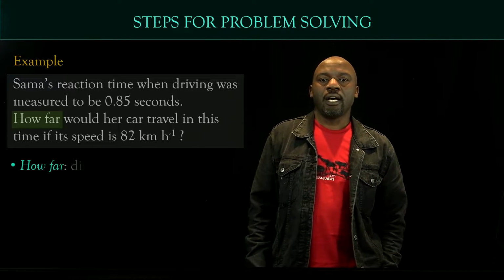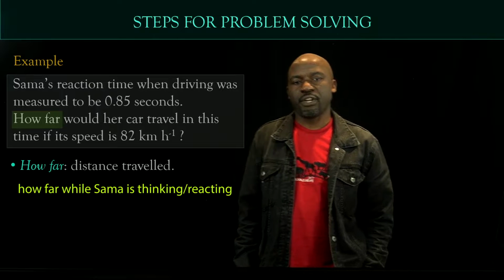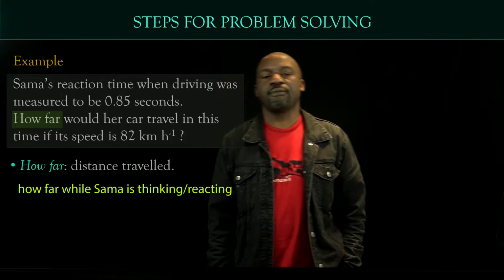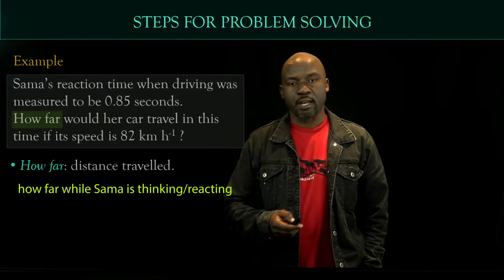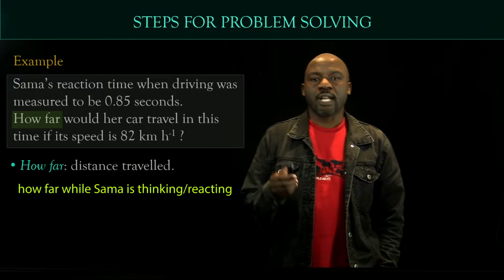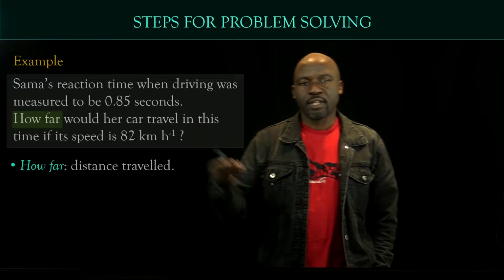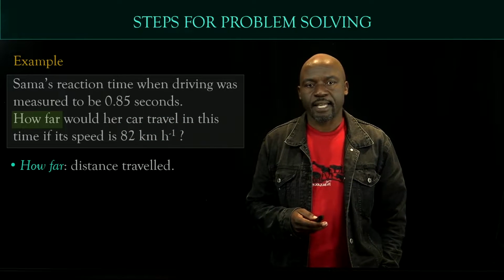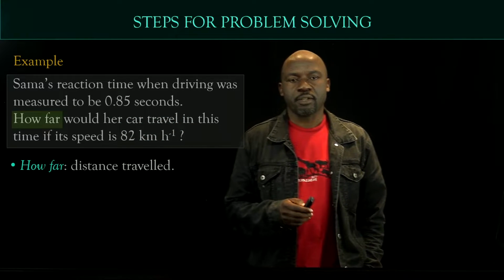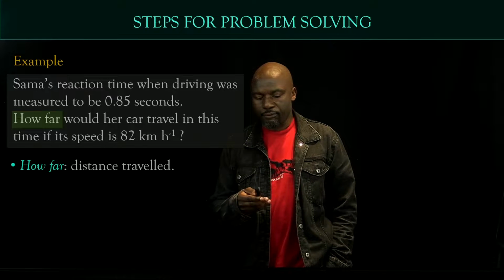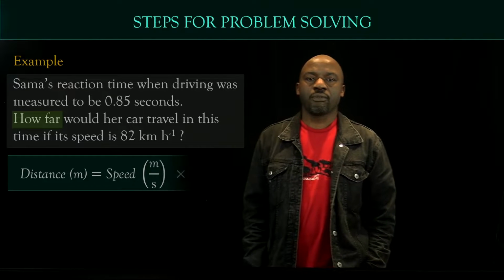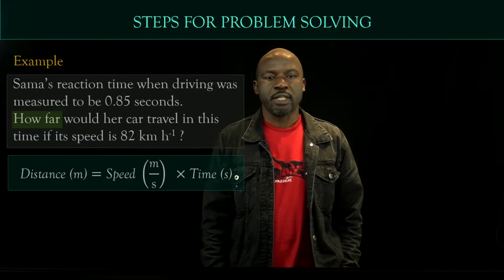All right? How far does this fellow travel? How far does the car travel before it comes to a complete stop? All right, so now we know what the question is asking for. We know the information that has been given. Time is 0.85 seconds. Speed is in kilometers per hour. So we should be able to find this. The formula we need is, of course, that distance is speed times time.